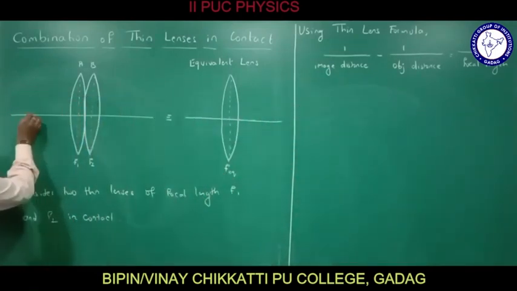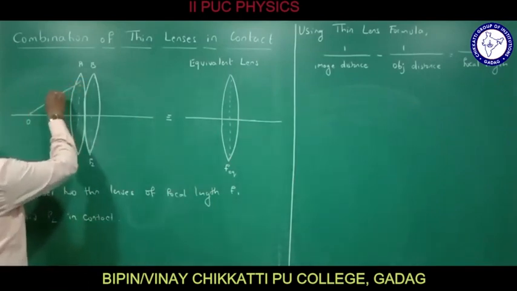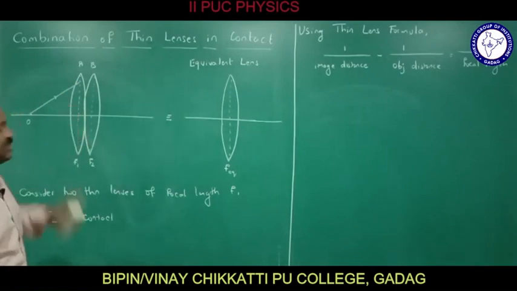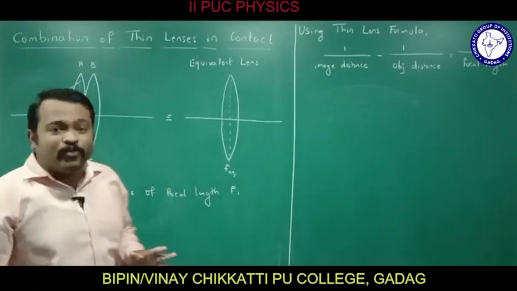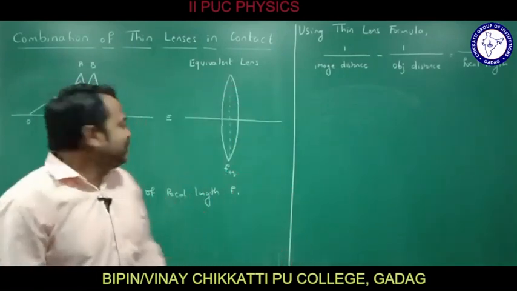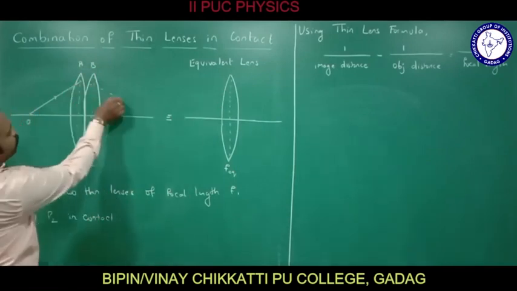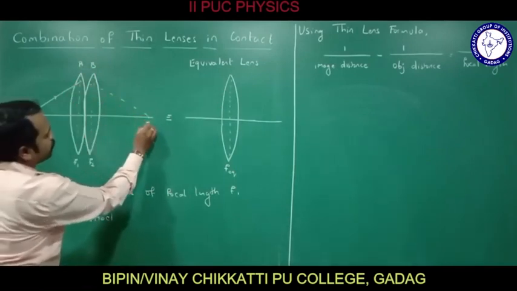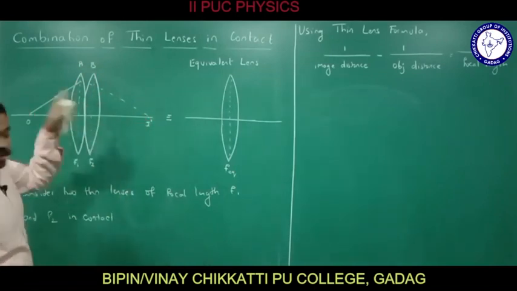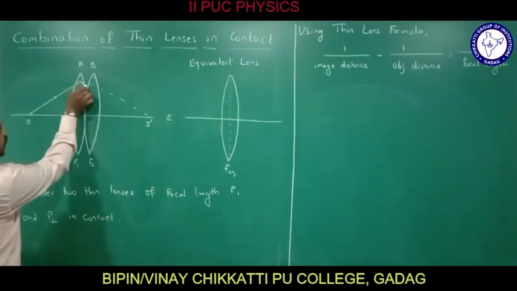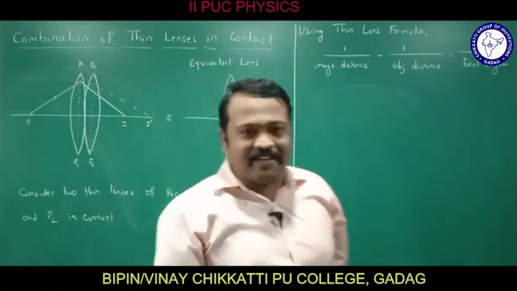If I am taking the object here, I am considering this is the incident ray. Just remind what I have already told you in lens maker's formula. If lens B was not there, the image would have been obtained in this position, that is I dash. Since lens B is also there, it converges more and we get the image at I. This is what we have done in lens maker's formula.